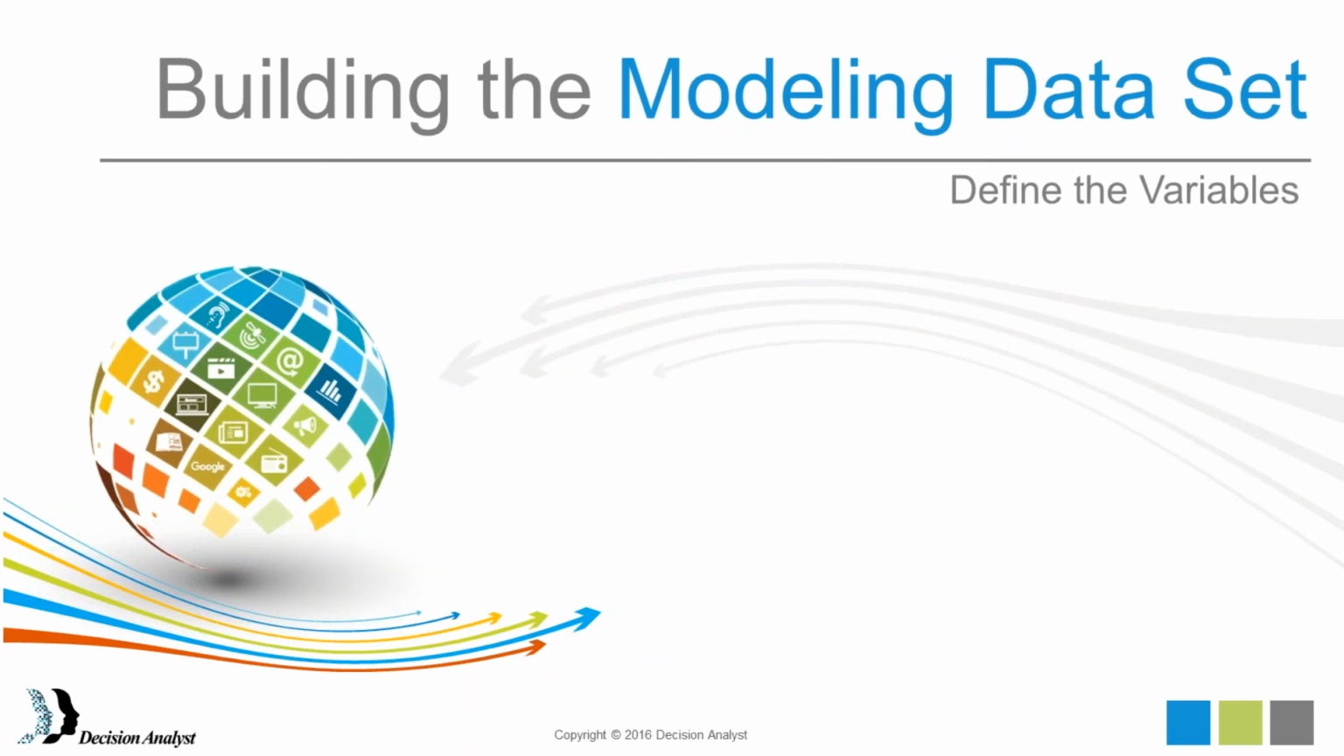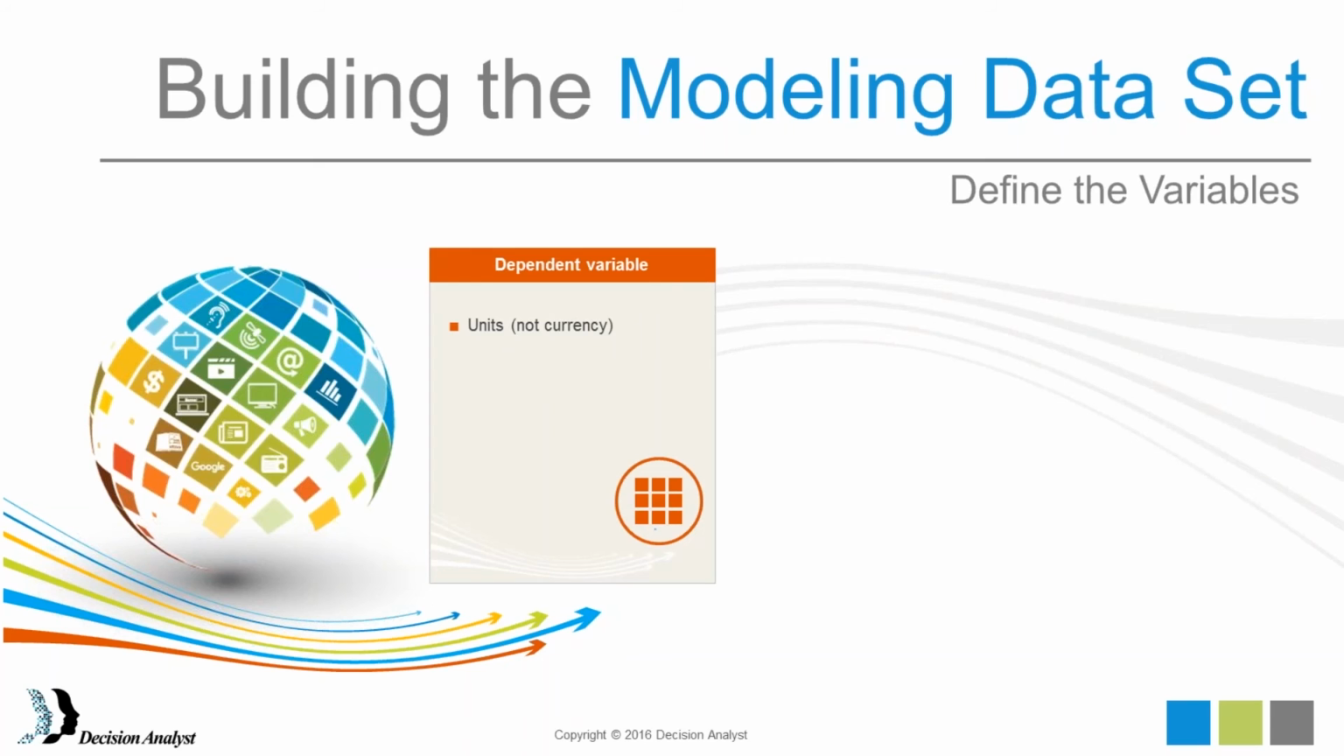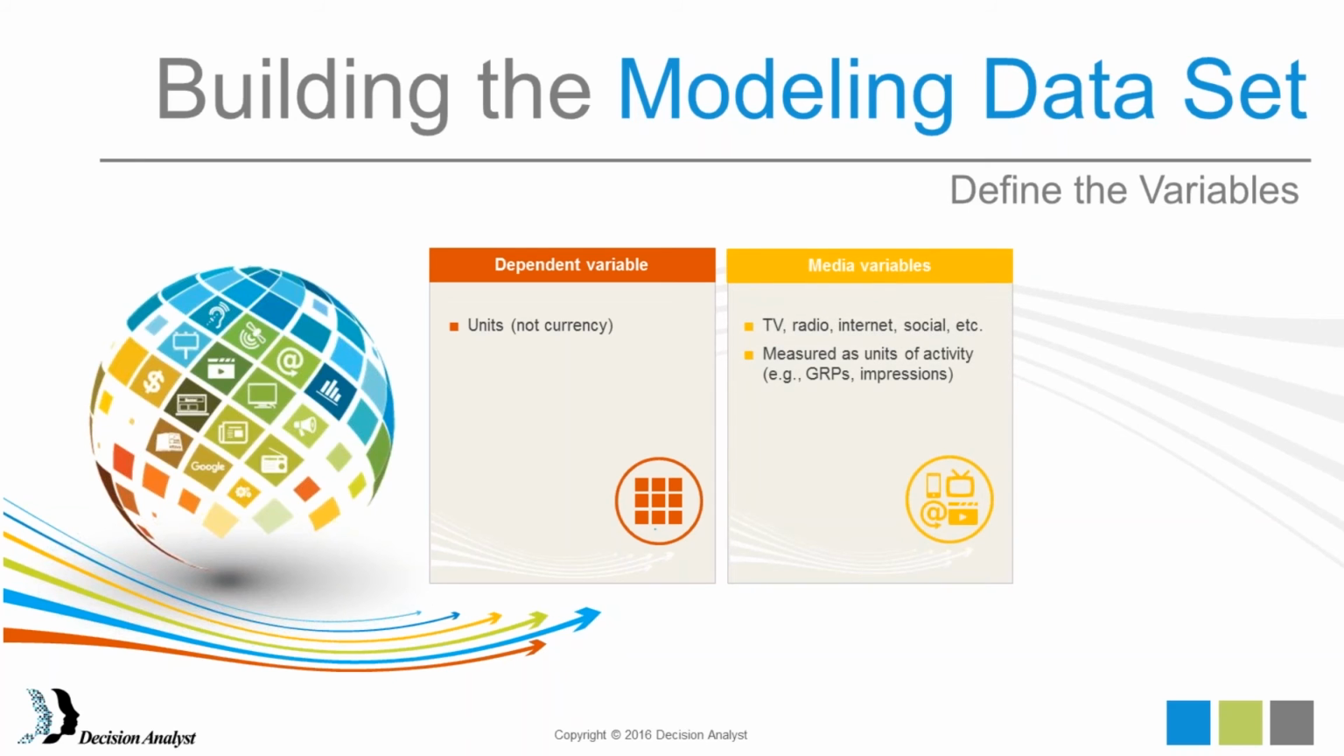So to begin with, we have to define the variables in the modeling data set once we've got the dimensions down of the cross-sections and the time series. And of course, the dependent variable, the variable we're trying to explain, is units. And it's important to say that we prefer to have units, not currency. So unit sales, not dollar sales, is always better, so as to avoid some of the issues that arise with price changes that cause changes in revenue. That can be accounted for much more smoothly if our modeling exercise is set up as predicting units and not currency.